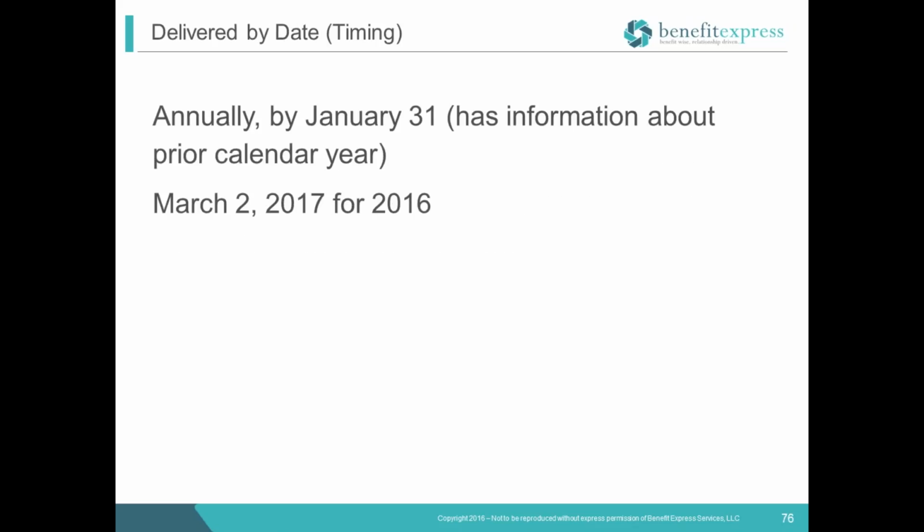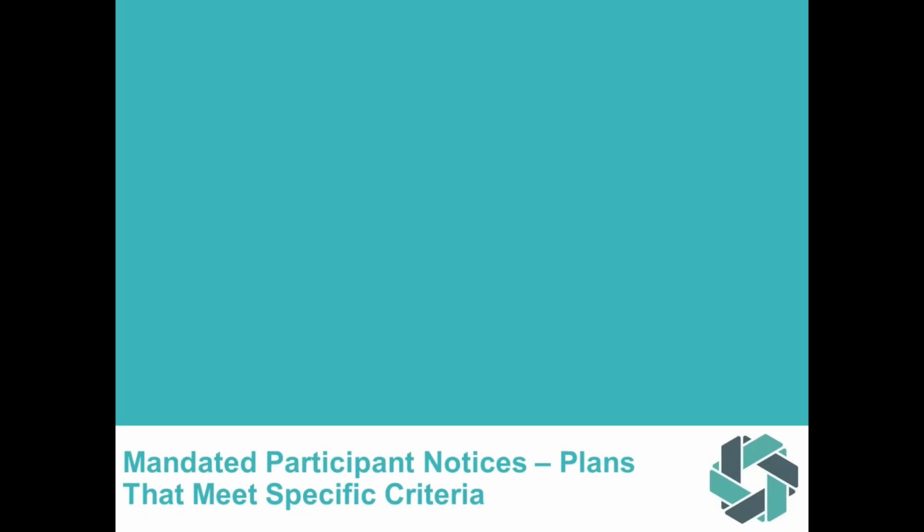It has to be given out annually by January 31st, but this year they created a special rule again. It doesn't have to be given out till March 2nd, 2017. So again, this is another annual requirement. It doesn't apply to all plans. It applies only to employers that are determined to be an applicable large employer. An applicable large employer is one with 50 or more full-time or full-time equivalent employees measured in the previous calendar year.